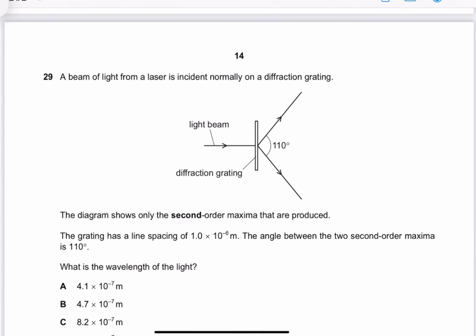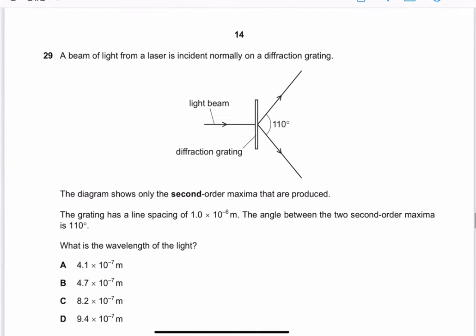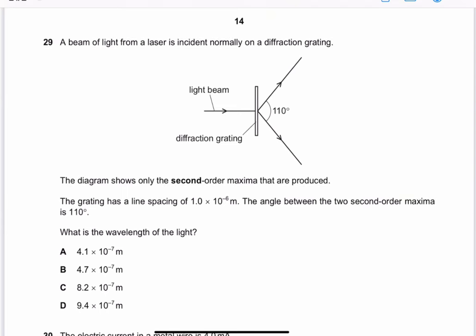Moving on to question 29, we're given a beam of light from a laser that is incident on a diffraction grating. So whenever you see the word grating, what should come to mind is one equation only: d sine theta is equivalent to n lambda, right? This is the whole equation that is linked to this word. The word grating, that equation should be coming to mind. So you have to use that equation somehow. It depends on the question itself, but the word grating is very important.